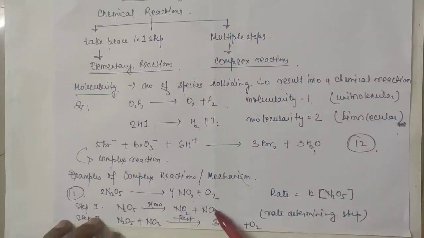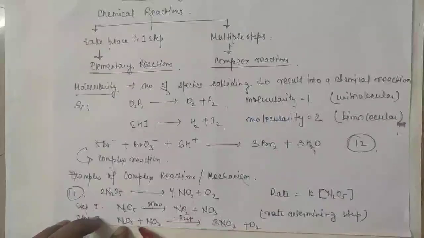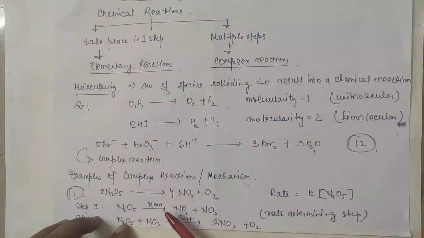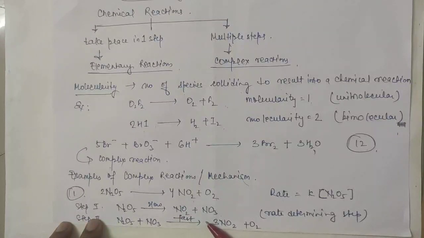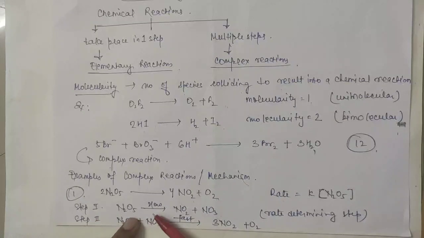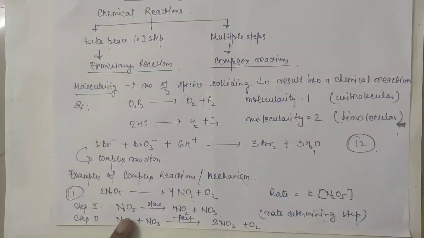It is a slow step, and then N2O5 collides with NO3, which is a fast step, and gives 3NO2 plus O2. Okay. Now one step is slow and one step is fast. So which step will determine the rate of reaction? The rate of reaction is determined by the slowest step of the complex reaction. Okay. The step which is the slowest is the rate determining step of the reaction.